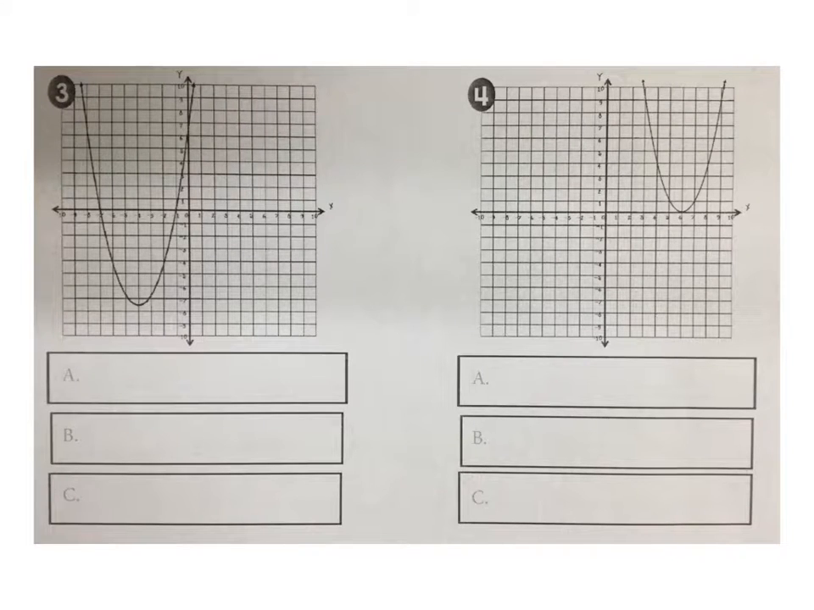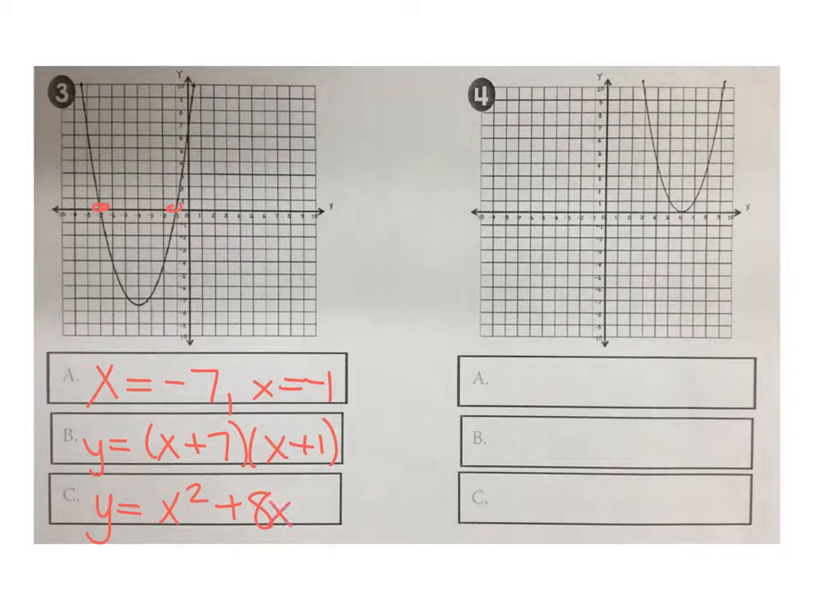Okay, number 3. So our zeros are here and here. So that would be -7 and -1. Our factored form, x plus 7, x plus 1. And our standard form, when I multiply those out, we get this.